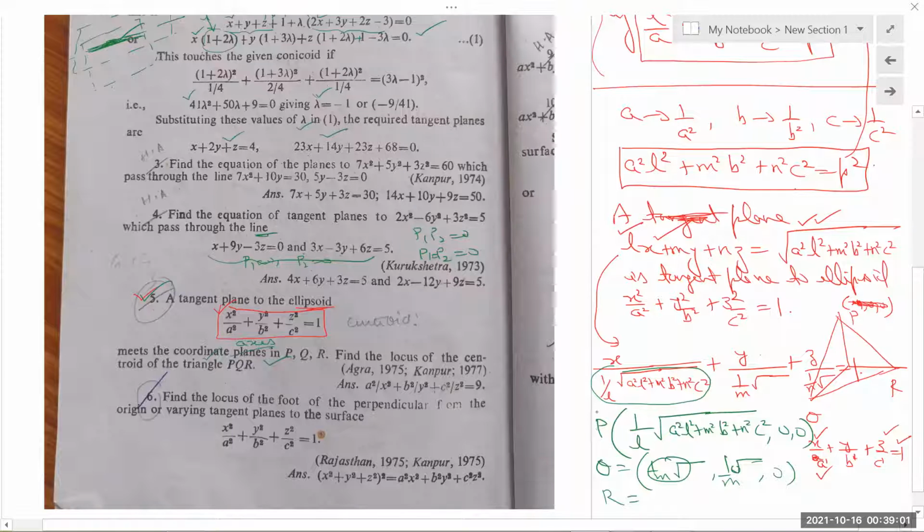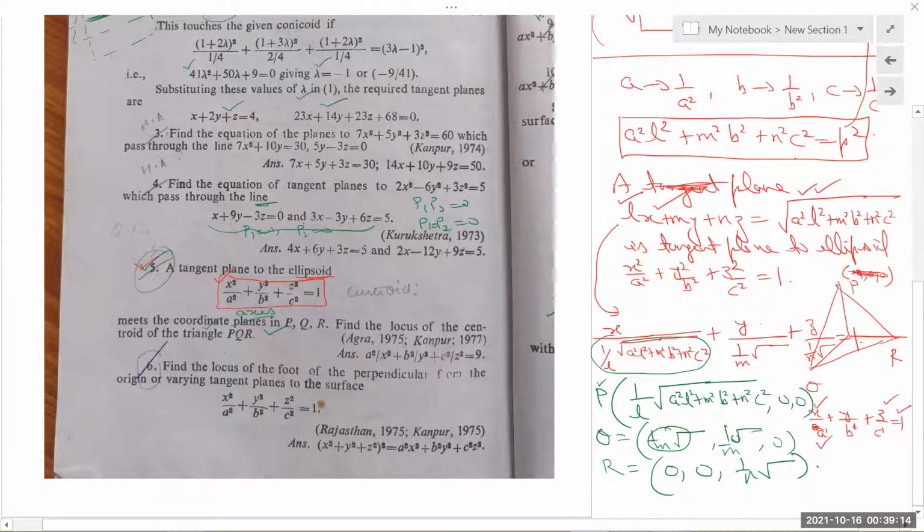Let us assume that p is on the x-axis, q is on the y-axis, and r is on the z-axis. So the point is 0, 0, 1 by n into this root term. Now, when the coordinates of p, q, r are known, one can easily find the triangle centroid. The centroid is given by the x-coordinate at p, the x-coordinate at q, which is 0, and the x-coordinate at r, which is 0. Dividing by 3, we will get the coordinates of the centroid.